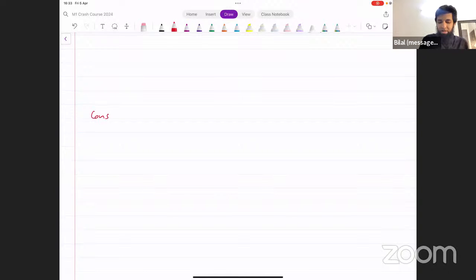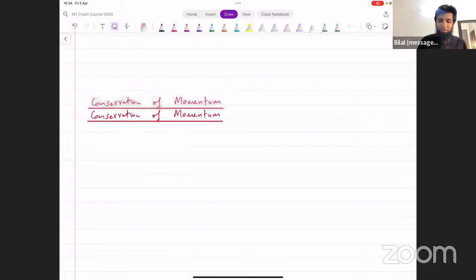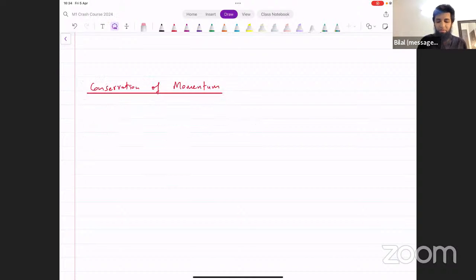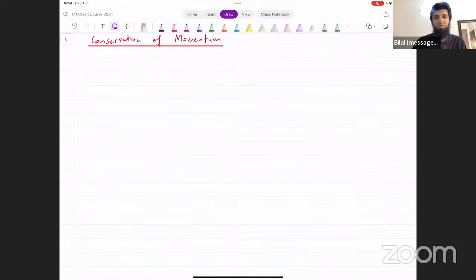Now the second thing is conservation of momentum. Now that you understand the definition of momentum, there's another concept, and that is the concept of conservation of momentum. That basically means that the total momentum of objects remains conserved. When does it remain conserved? Whenever there is a collision, the momentum before collision and the momentum after collision always remains conserved. That's what conservation of momentum means.